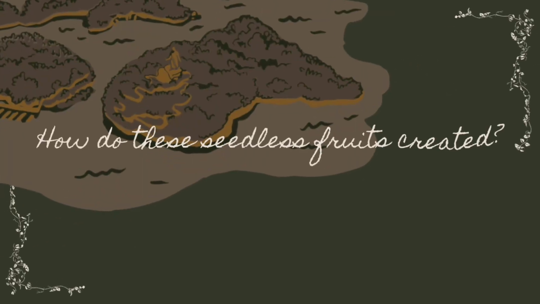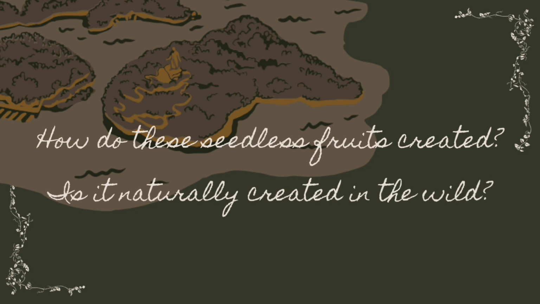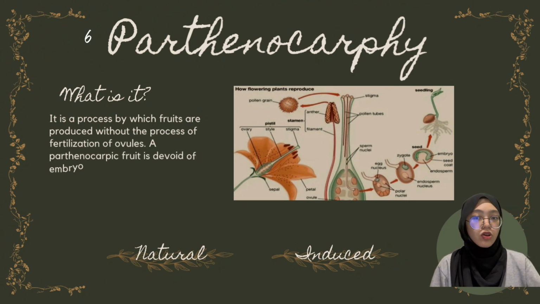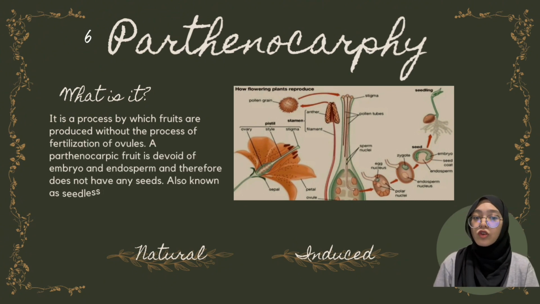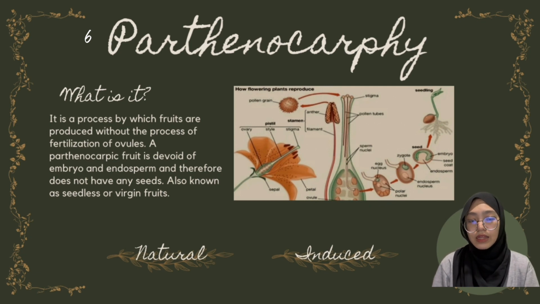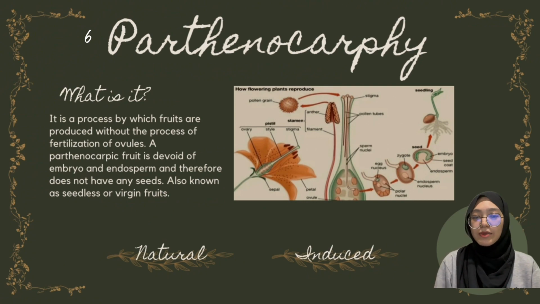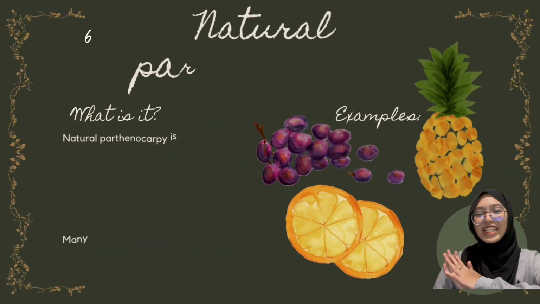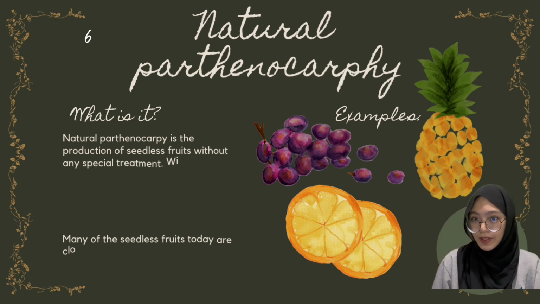You might wonder, how are seedless fruits created, and does it occur naturally? Most original seedless fruits were created using the parthenocarpy process, by which fruits are produced without the fertilization of ovules. A parthenocarpic fruit does not have any seed. They are also called virgin fruits. There are two types of parthenocarpy, which are natural and induced.